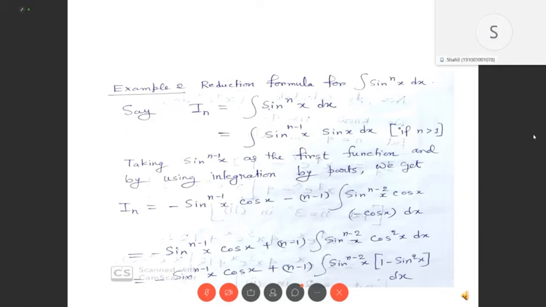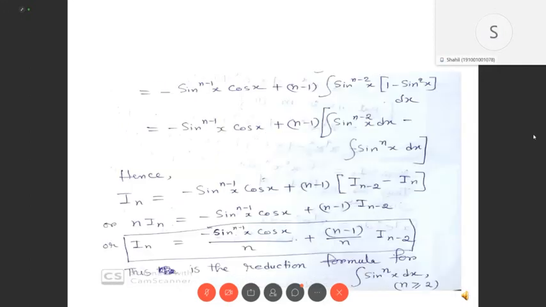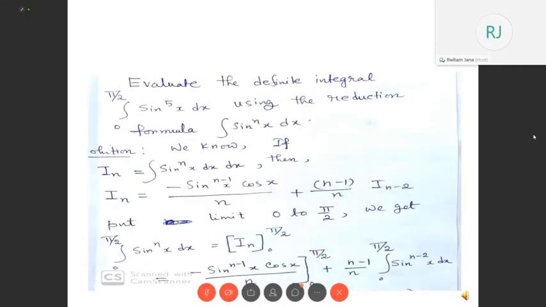But if you know this reduction formula for In, then obviously you can calculate, and you can see in your next example. This is your example: evaluate the definite integral from 0 to pi by 2.